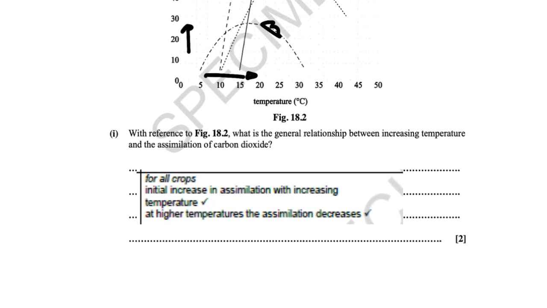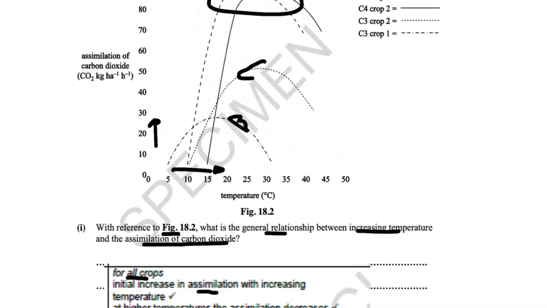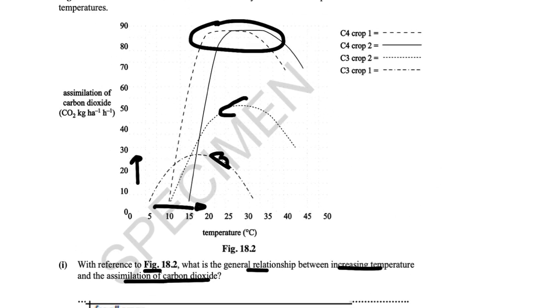So with reference to that figure, what's the general relationship between increasing temperature and the assimilation of carbon dioxide? The general relationship is that for all the crops, as you increase the temperature, you increase the assimilation of carbon dioxide. However, at higher temperatures, the assimilation decreases, and you can see it falling off for all of the plants here, here, and here as the temperature increases.